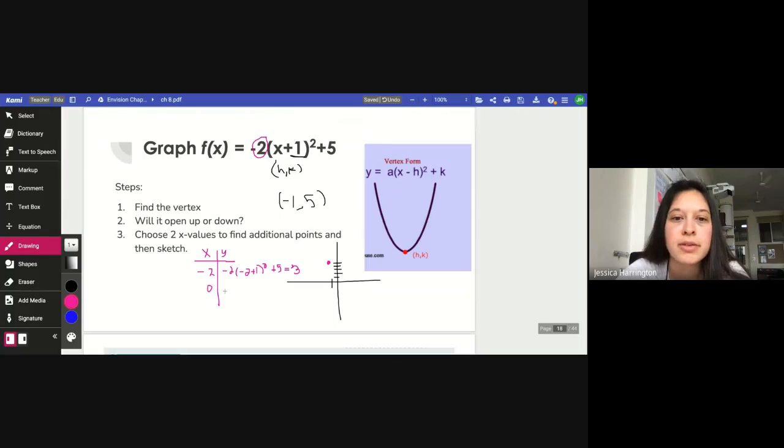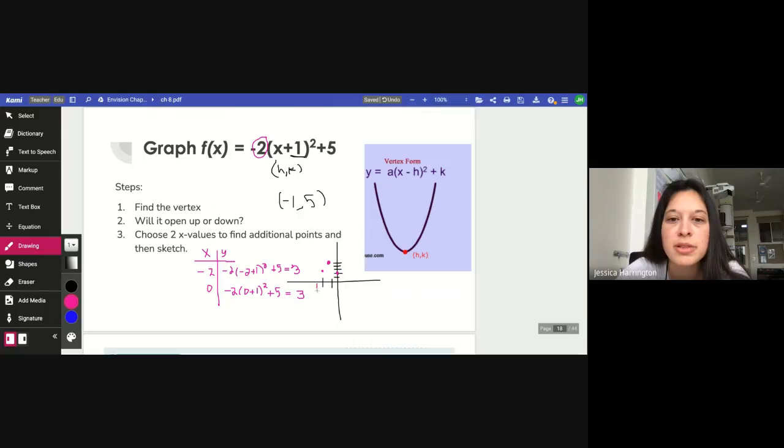Okay, now let's plug in 0. This is going to be -2 times (0 plus 1) squared plus 5. So now when I add that, this is 1. 1 squared is 1. Times -2 is -2. -2 plus 5 is 3. Great. That's what it should be. It should be the same. So now let's plot those. -2, 3 is here. And 0, 3 is here.